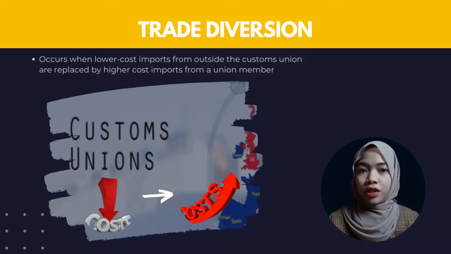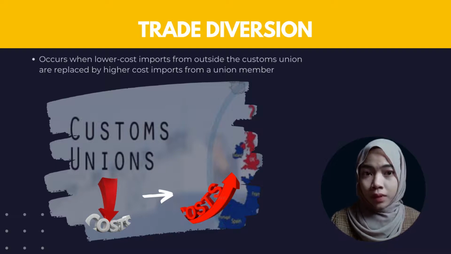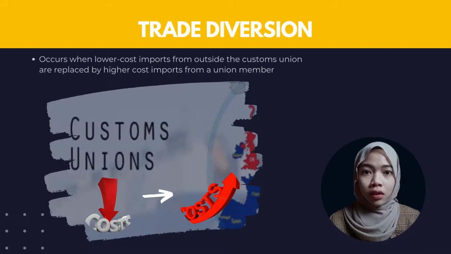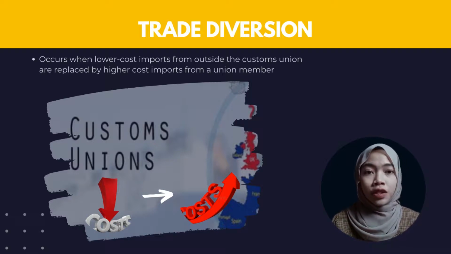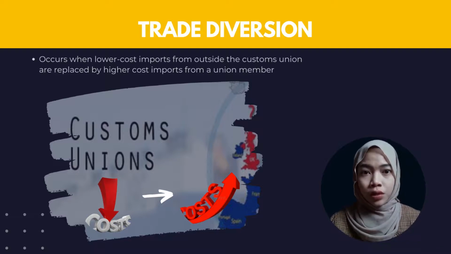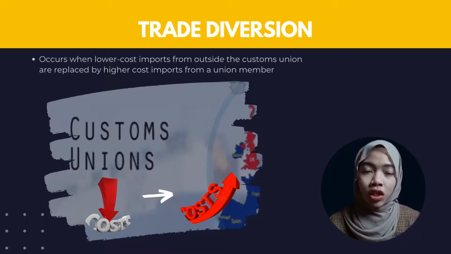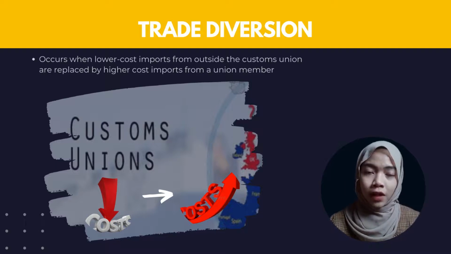Next is trade diversion. It occurs when lower-cost imports from outside the customs union are replaced by higher-cost imports from a union member. This results because of the preferential trade treatment given to member nations. Trade diversion by itself reduces welfare because it shifts production from a more efficient producer outside the customs union to a less efficient producer inside the union. Thus, trade diversion worsens the international allocation of resources and shifts production away from comparative advantage.